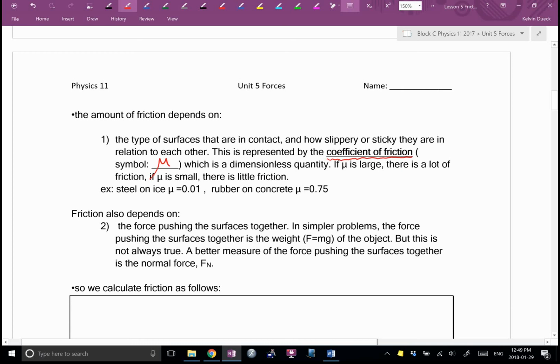Yeah. It doesn't have any units. It's dimensionless. It's just that if mu is big, there's a lot of friction. The objects are really sticky. If mu is small, there is little friction. Typically, mu is a decimal between 0 and 1, but I'll show you some examples where it's bigger than 1. Steel on ice, ice skates, have a mu of about 0.01. Rubber on concrete has a mu of about 0.75. So friction depends on stickiness. You can think to yourself.